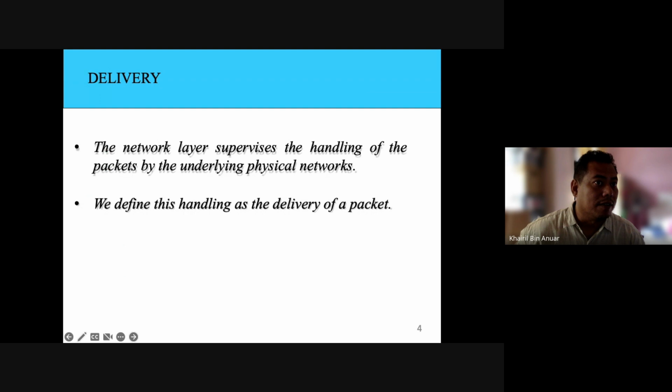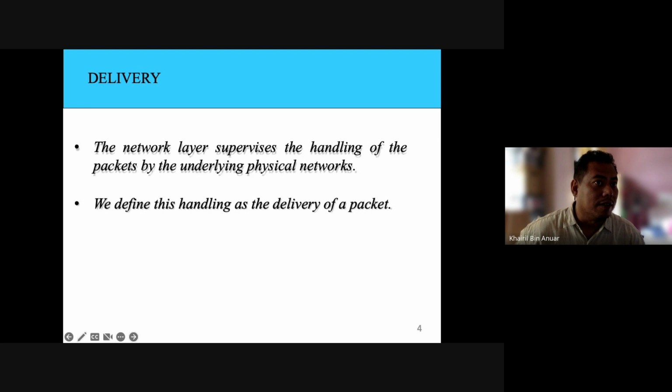So on the network layer, basically we are trying to send it packet by packet, so we define that in the network layer. The network layer supervises the handling of the packet by the underlying physical network. Whatever networks are behind that, it has to process, because in the physical layer and data link layer, the process is bit by bit, and for the network layer, it will process between host to host. So you need to identify.